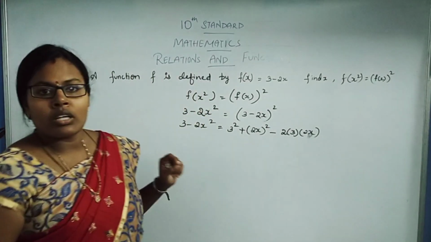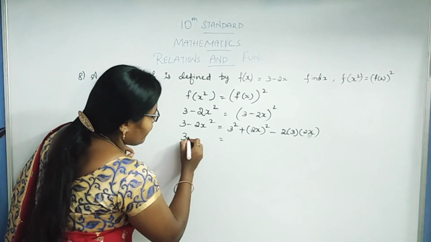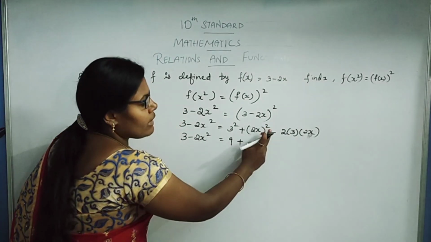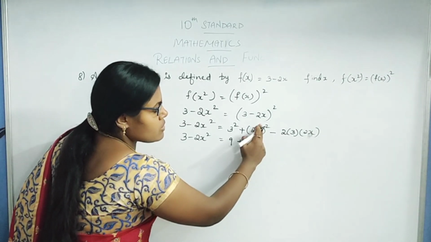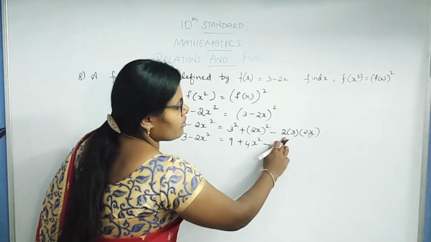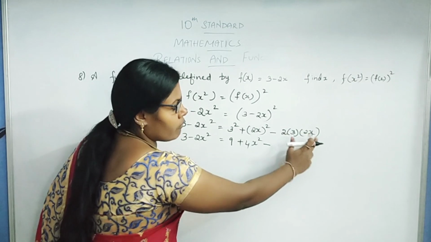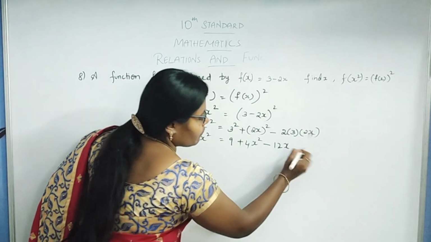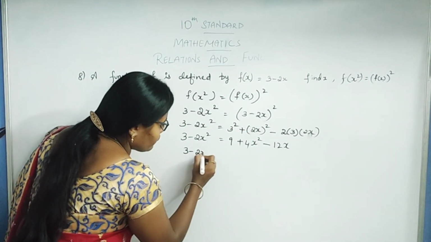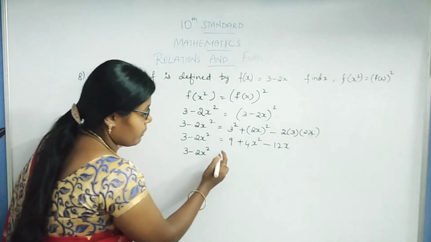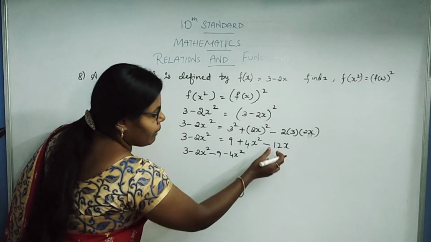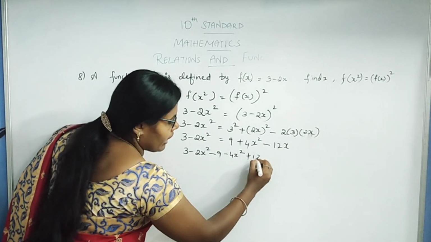Okay, now what you do, 3 minus 2x square, then 3 square is 9, then again this square belongs to 2 also and x also, which becomes 2x square is 4x square. Okay, then minus 3 2s are 6, 6 2s are 12, 12x. Okay, now what you do, shift all the terms this side. So 3 minus 2x square plus 9, if I shift this side becomes minus 9, plus 4x square, if I shift this side, this becomes minus 4x square, then minus 12x, if I shift this side becomes plus 12x, is equal to 0.